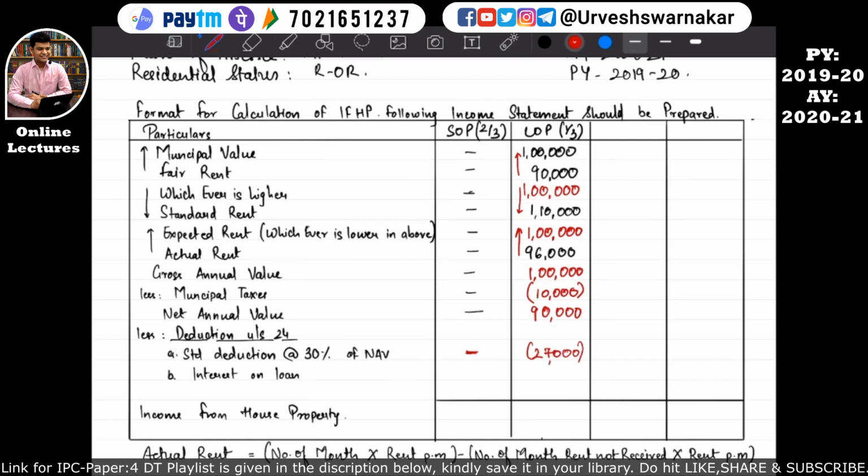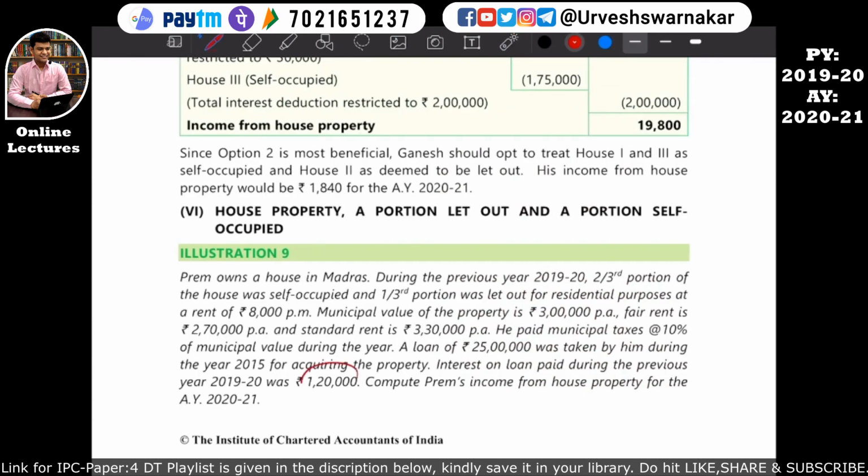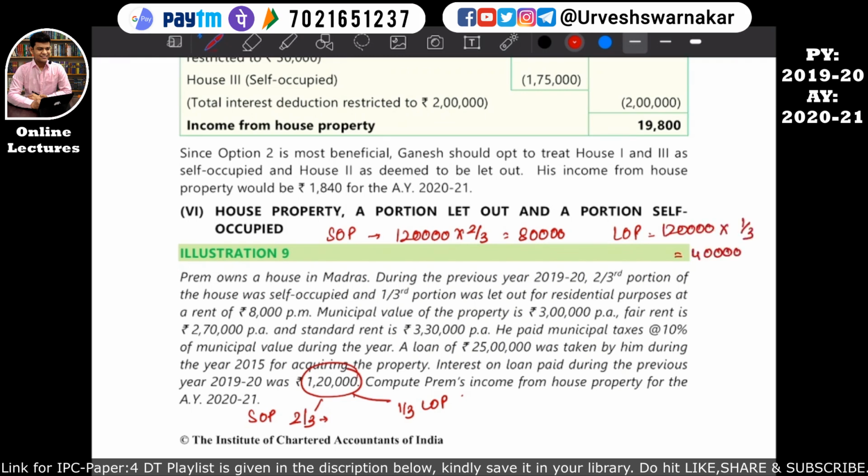Okay, so the next deduction available is under section 24(b). So we need to see whether the details of the loan are given in the question or not. The details of the loans are given in the question. So this 1,20,000 will be divided into two portions, that is 2/3 and 1/3. 2/3 is for SOP and 1/3 is for LOP. So let's calculate the interest paid for the SOP, which is equal to 1,20,000 into 2/3, which is equal to 80,000. And the interest paid for the LOP is equal to 1,20,000 into 1/3, which is equal to 40,000. I hope this is quite clear to you all.